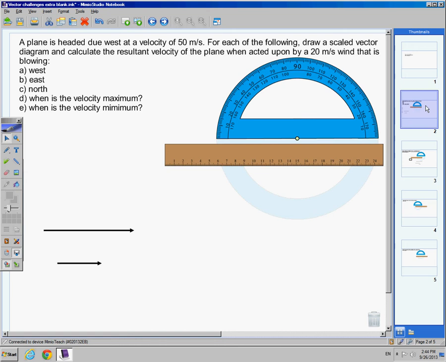Okay, so welcome back. Here we go. Let's try this here. Well, it says to scale, so we're going to have to first draw some lines here. And I do have some vector arrows already drawn on the picture here. It might not be perfect, but let's see what happens. So first, a plane is headed due west.